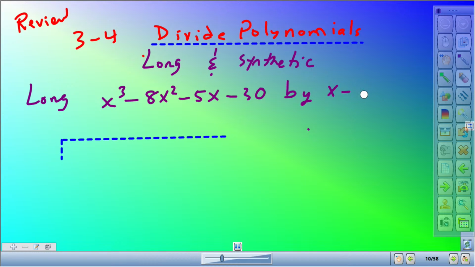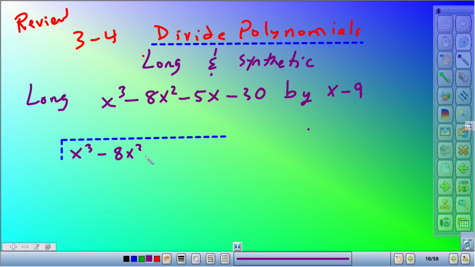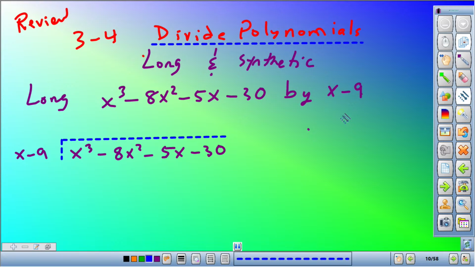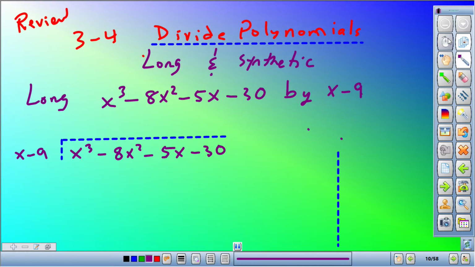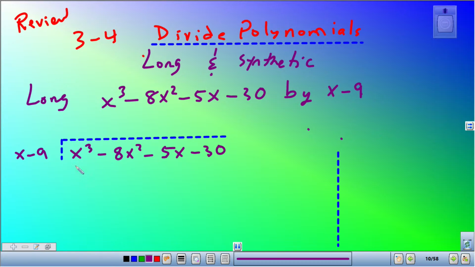So it is in standard form, and that means I'm ready. X minus 9 will be my divisor. X cubed minus 8x squared minus 5x minus 30 is the dividend, and the divisor is x minus 9. So I'm going to use my tool here to do the work. I like to do the work on the side, not to clutter things. So here I'm going to choose to divide.